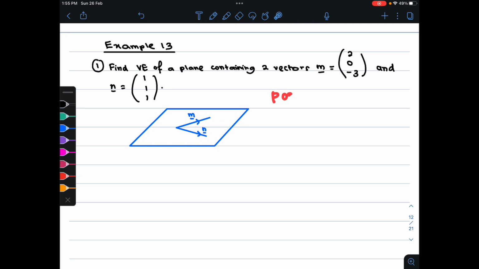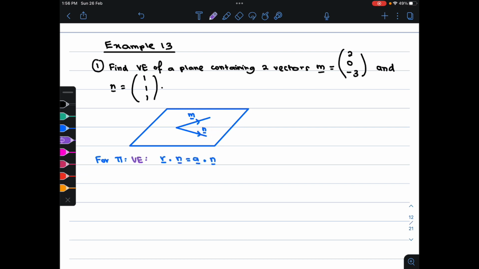If it says position vector, you can assume that it starts from the origin, and hence vector m will be from the origin to coordinate m, and vector n will be from the origin to coordinate n. But that's for position vectors only. In this case, it is just vectors. Therefore, you cannot put the origin here. So you're just going to leave it as vectors m and n.